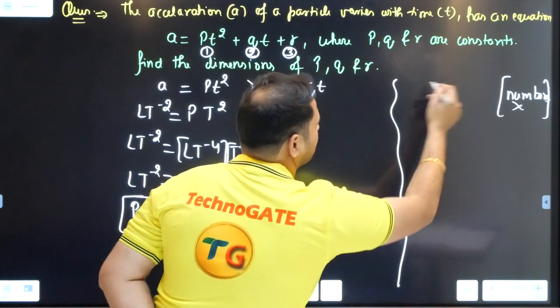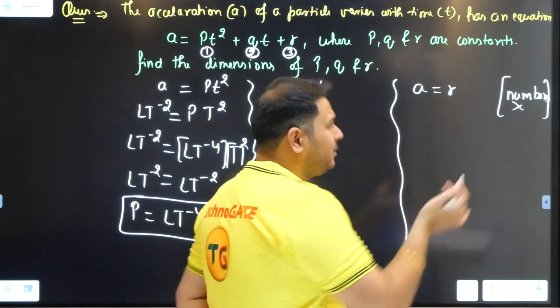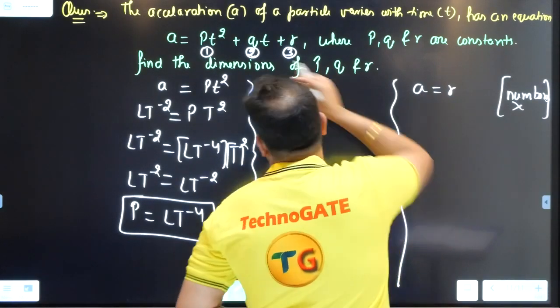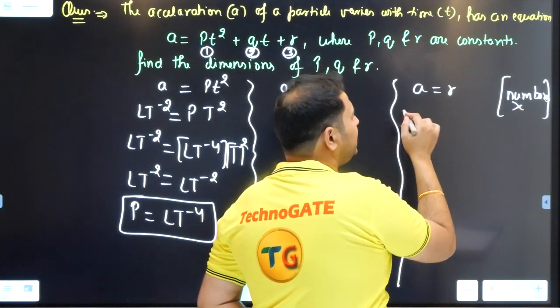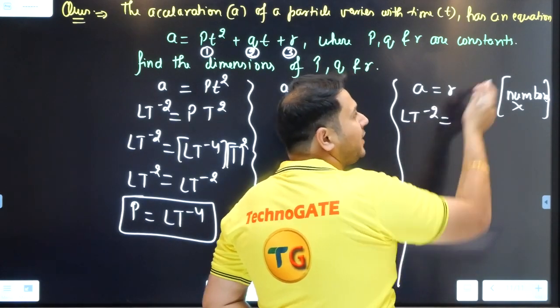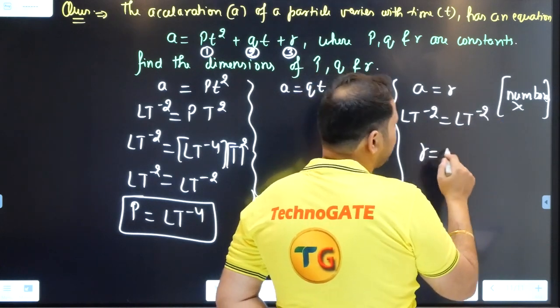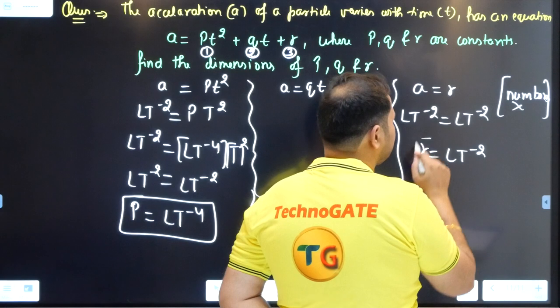Let me make another solution so that you people are more clear with it, right? A is equal to R. See this first. This is simplest, right? When I say acceleration, acceleration has the dimensions of LT minus 2. And here we are having R. So what should be the dimensions of it? It should be LT minus 2 only. So dimensions of R is what? LT minus 2. This is simplest.